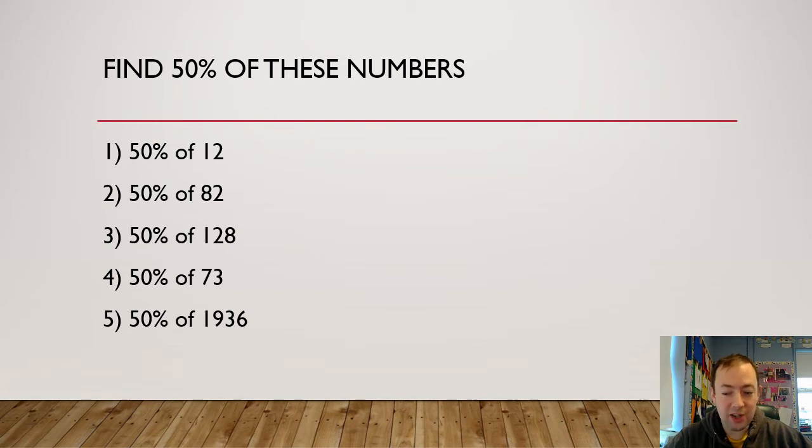Okay, so you've had a few seconds to work it out. Here are the answers. Half of 12 is 6, half of 82 is 41, half of 128 is 64, and half of 73 is 36.5, and half of 1936 is 968. Notice for half of 73, I had to use 36.5, so I had to split 1 into a decimal, and that's perfectly fine to do with percentages. It wasn't fine to do with fractions, but it's fine with percentages.